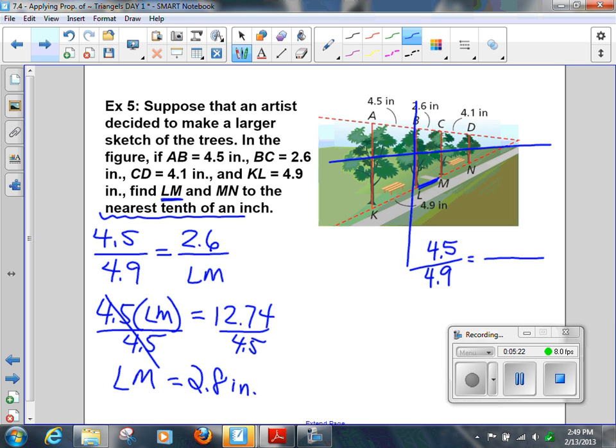But how will I complete the rest to be able to find MN? What is it, Patrick?